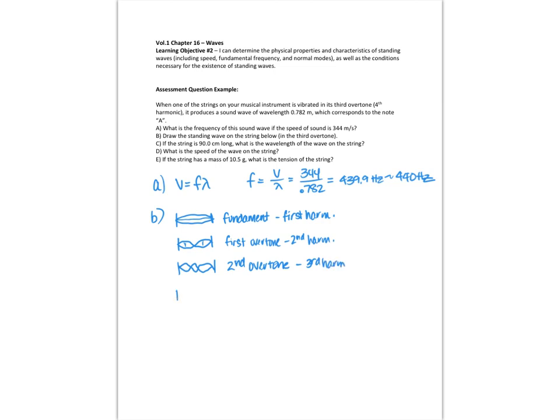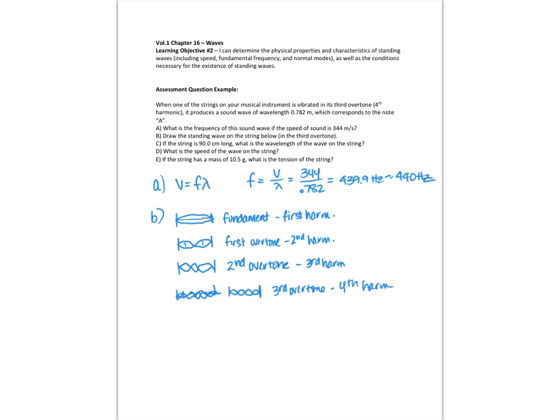And finally, we're going to get to the one we're looking for, which is, I drew it wrong. It has two full wavelengths. It's got four antinodes. So this is the third overtone. That was the one we were looking for. It's the fourth harmonic.